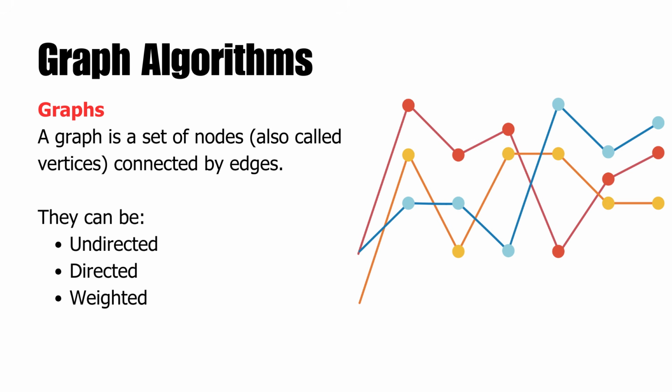Graphs are everywhere. Social networks, roadmaps, computer networks, airline routes, and even neural networks. A graph consists of nodes, or vertices, connected by edges. These edges can be undirected, like Facebook friendships, directed, like Twitter follows, or weighted, like distance between cities. Graphs help us model complex relationships and solve real-world problems. Finding the shortest route on Google Maps, detecting cycles in systems, or determining if two people are connected in a network. In this section, we'll explore how graphs are represented and how to traverse them using fundamental algorithms.